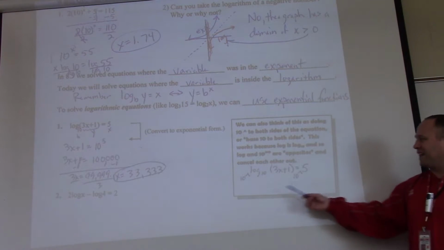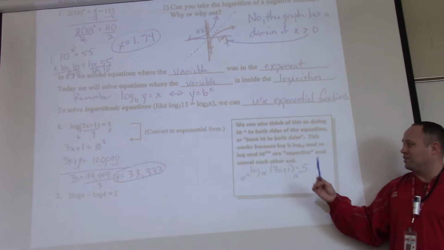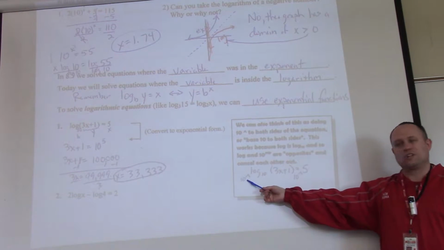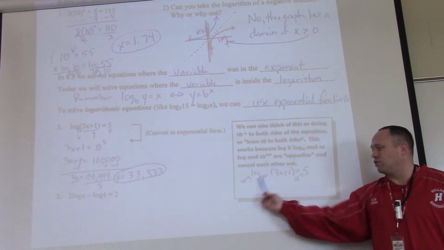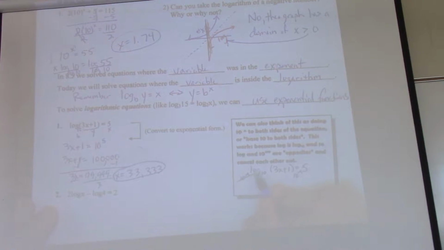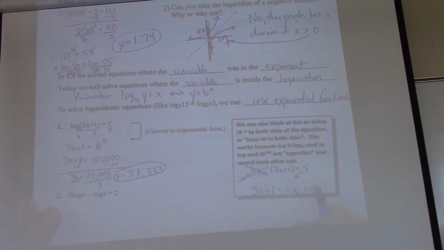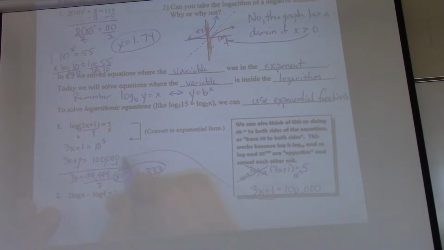Same thing here. I have to take 10 to the power of this and 10 to the power of this. Now the cool thing is, because this is base 10, when I go 10 to the power of, these cancel each other out. Okay? So let's just cross those out. This 10 and log 10 cancel each other out. And I get, well, what's left? 3x plus 1 equals 10 to the 5th power, which again is 100,000. Well, guess what? That is that right there.